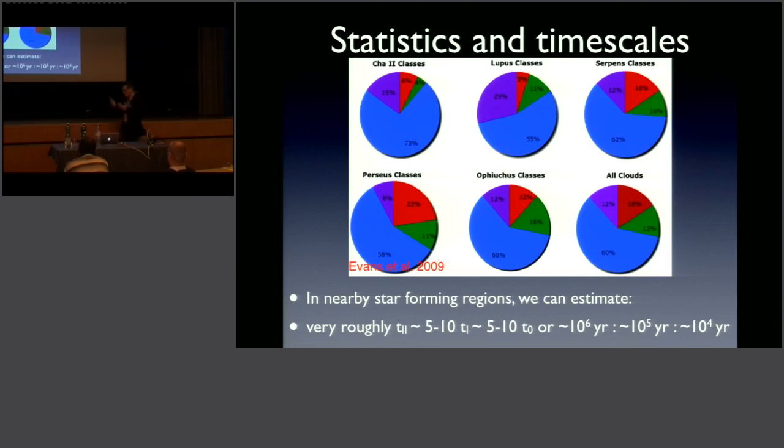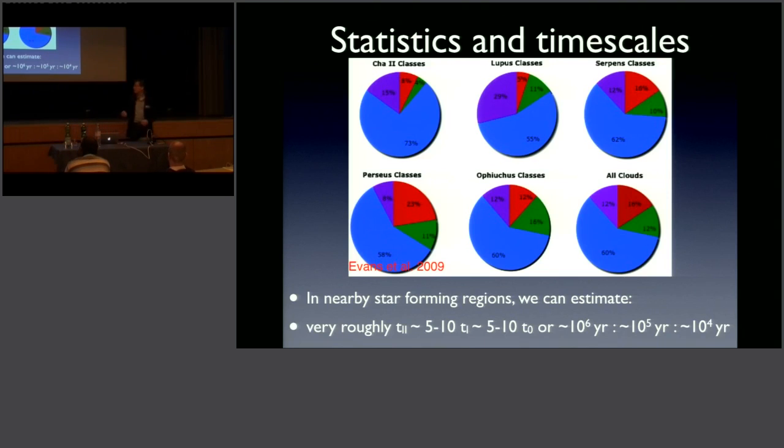Okay, you can just compare the number of objects in the different classes in the various star-forming regions, and this very roughly gives you an indication of the time scale between the various phases, assuming obviously a constant star formation rate, which we know is not the case, okay? But to get a rough estimate, you can use this approximation.